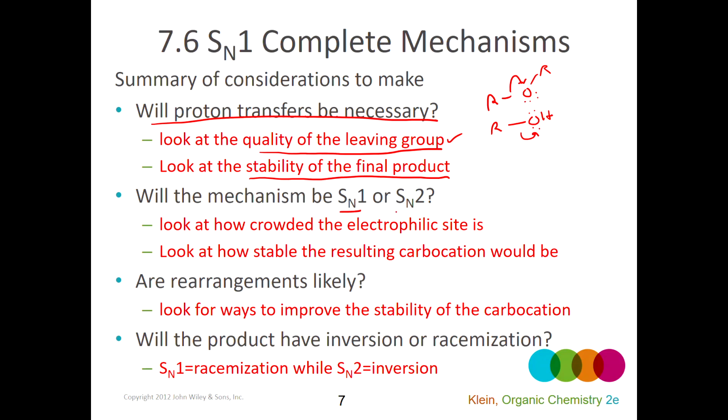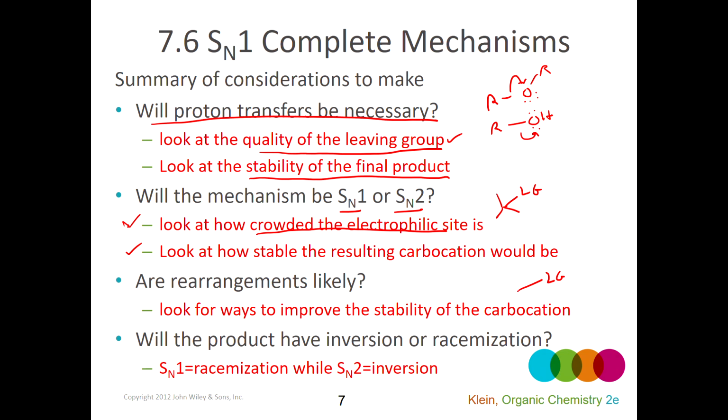Will the mechanism be SN1 or SN2? There are some variables that affect that, but the main two things that will help you answer this question in almost every instance: if I give you an electrophile and a nucleophile, and the question is, are these going to react by SN1 or by SN2? The main thing you want to look at is how crowded the electrophilic site is. If it's a tertiary site where the leaving group is attached, it's never going to be SN2. It's too crowded for the nucleophile to come in as the leaving group's leaving. If it's a primary site that the leaving group's attached to, it's almost never going to be SN1.